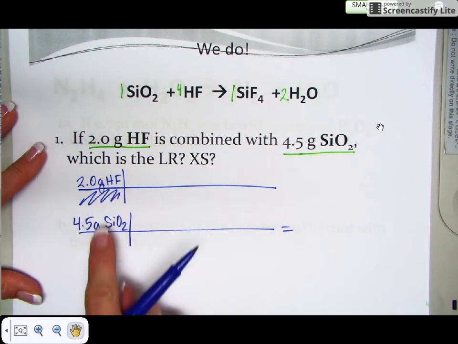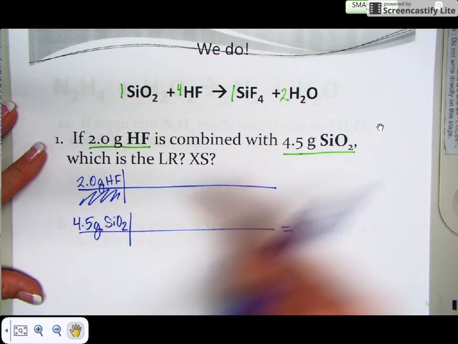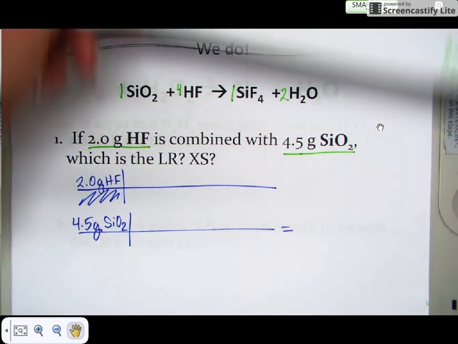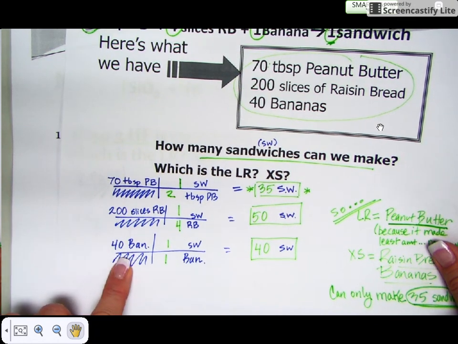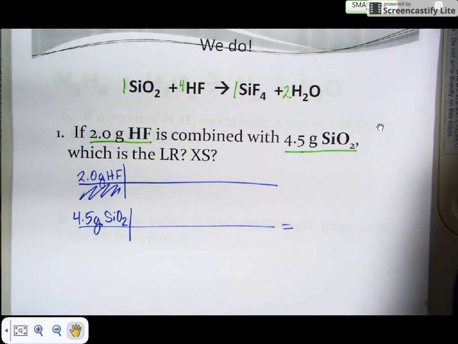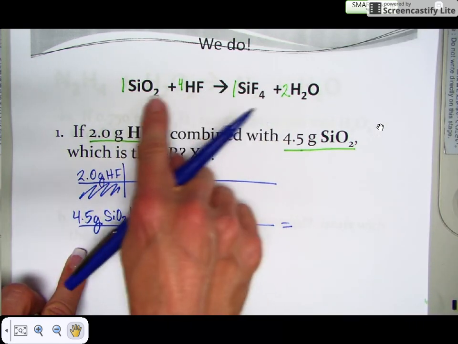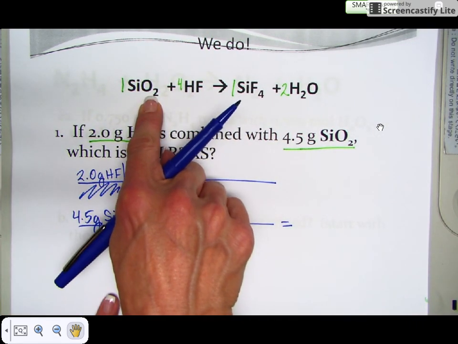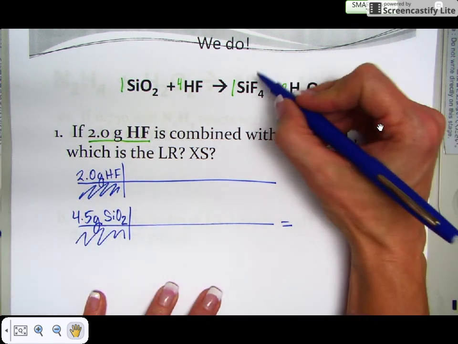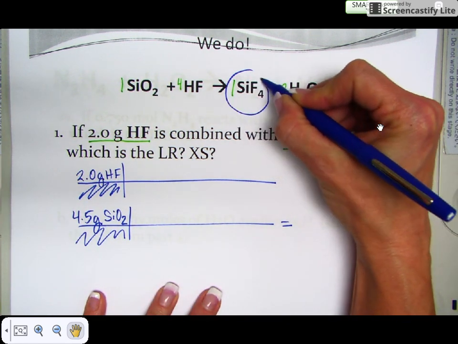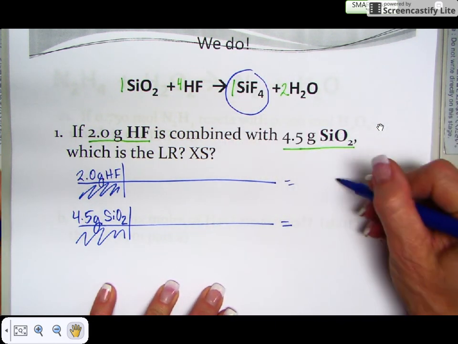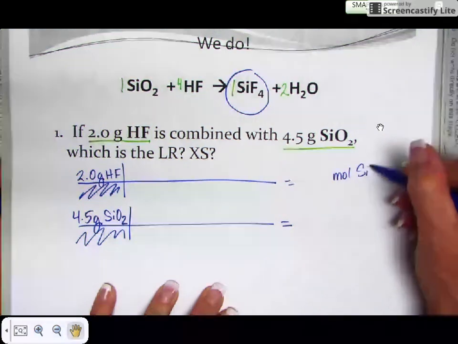Now, keep in mind, these are like our ingredients. In the peanut butter banana sandwich example, we had 3 ingredients. So notice we did 3 little conversions because we had 3 reactants, if you will. Well, here we have only 2 reactants. Look up here, only 2 reactants. So we have 2 little conversions we're going to do. Now, we're going to always go to moles of the first product. So this is my first product. So we're going to go to moles of SiF4.